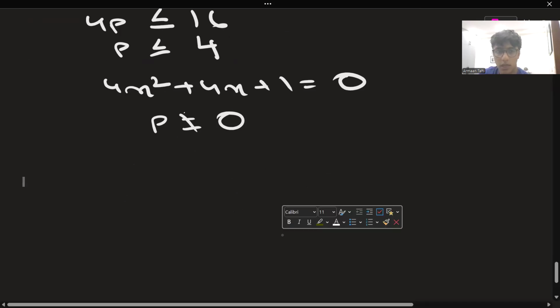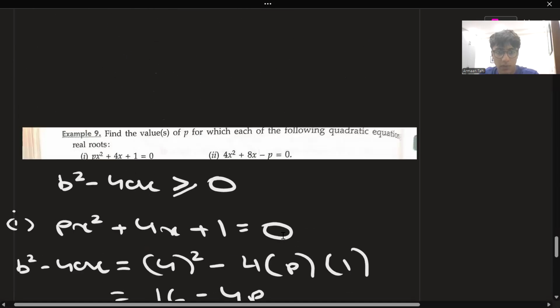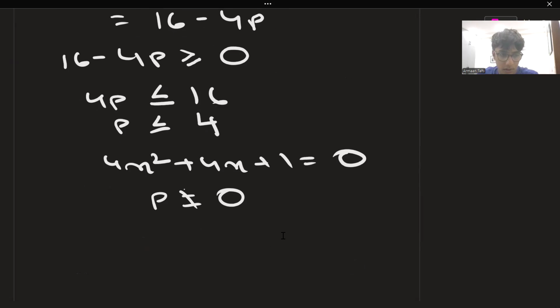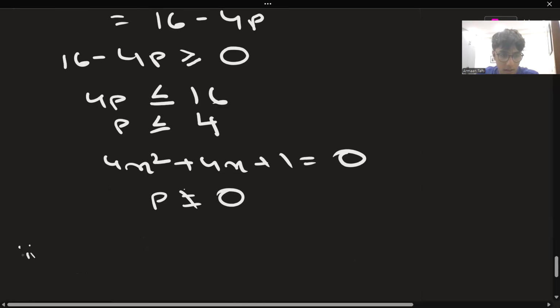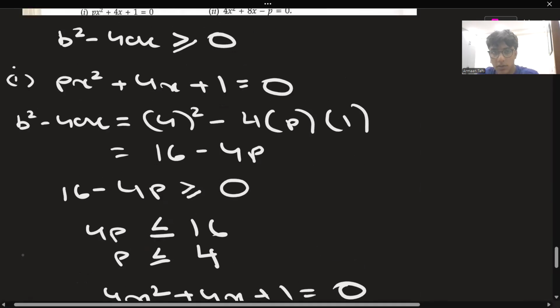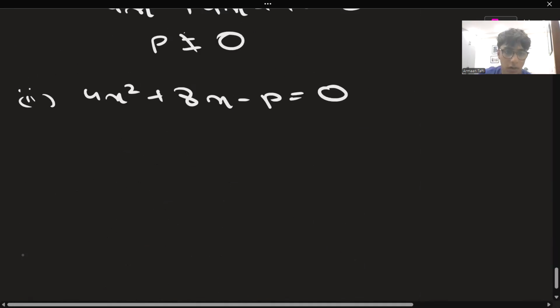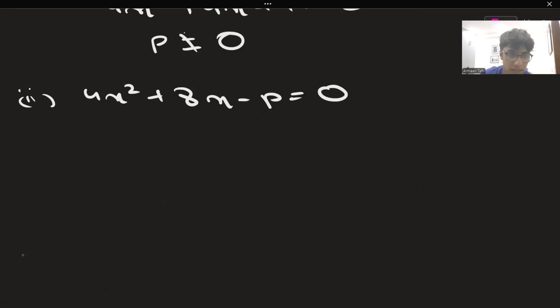Okay. Now, I think there was a second part to this question. Let's just check what it was. Second part was 4x squared plus 8x minus p equals to 0. Okay. So now our discriminant has to be greater than or equal to 0 for it to have real roots.